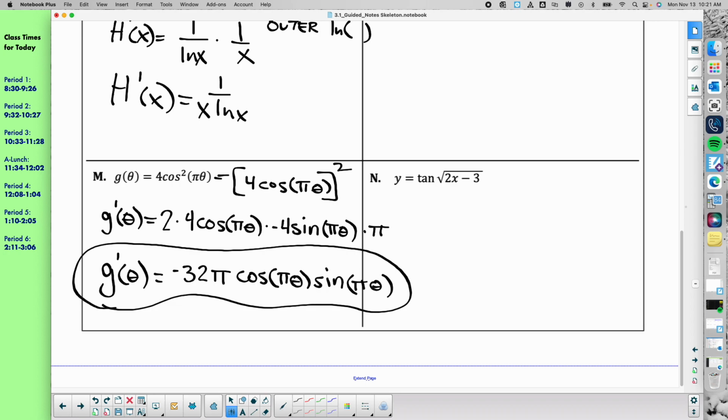If you are writing down inner and outer repeatedly, just remember that when you get to the derivative of the inner, it's almost like starting a new problem over again until you get all the way to pi theta. And then the derivative of pi theta is just pi, so that one doesn't need its own chain rule. So this one has 2 chains.